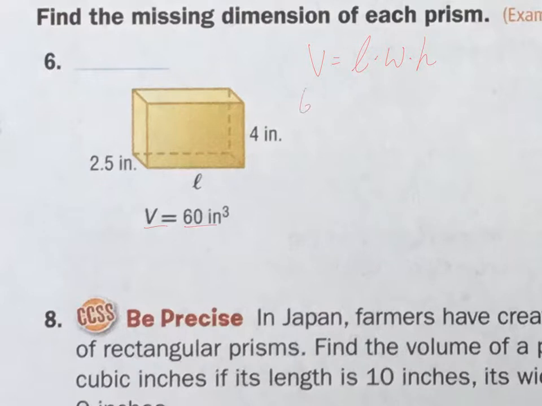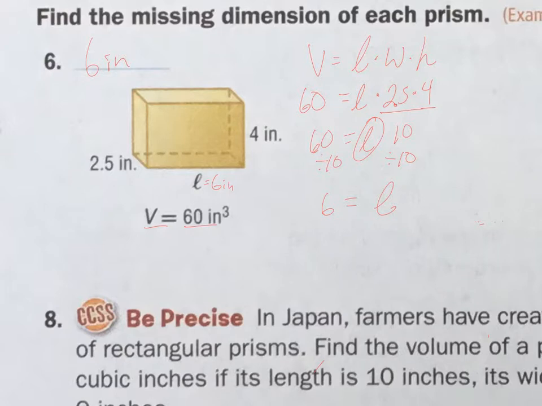V equals 60. My length, I don't know. My width, 2.5. And my height is 4. Okay, so I'm going to do 2.5 times 4, and that gets me 10. Equals 60. I want to get this length all by itself. So instead of times 10, I'm going to divide each side by 10, and that gets 6 equals length. So the length right here equals 6 inches.